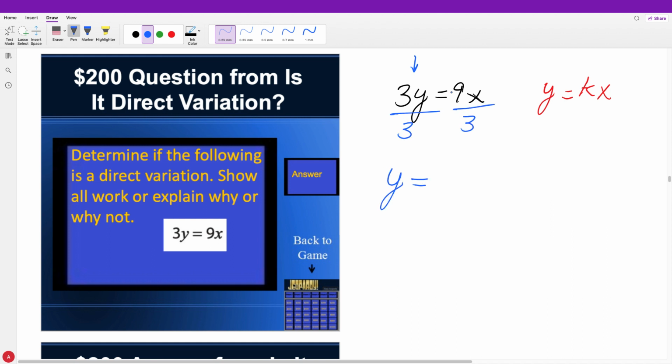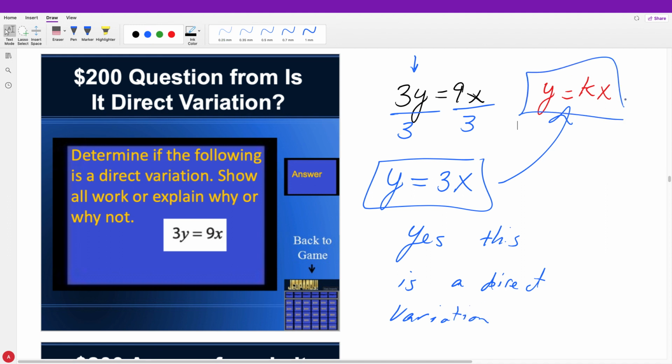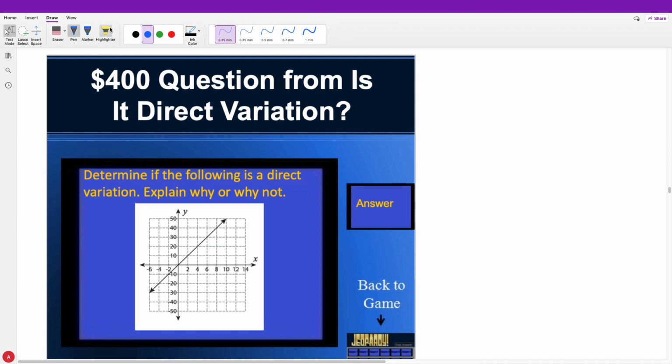Now I get y is equal to 9 divided by 3, which is 3. So we get y is equal to kx. You see it can be written y is equal to 3x. It can be written in the form y is equal to kx. So yes, this is a direct variation. If I could not write it in the form y is equal to kx, then it would not be a direct variation.